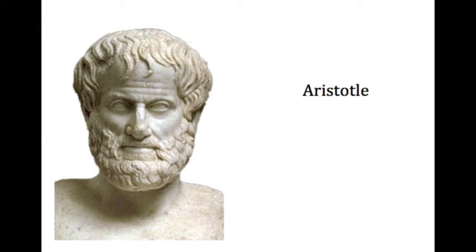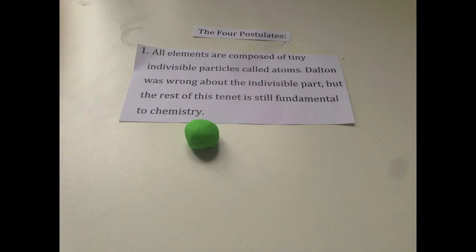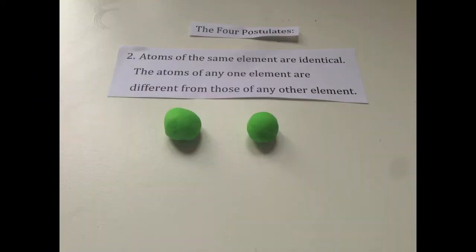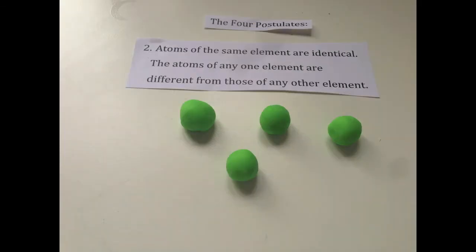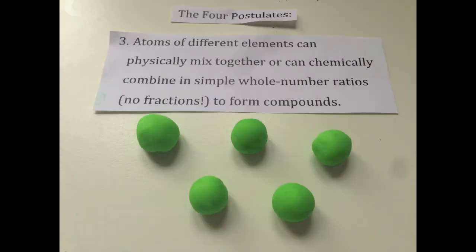the next 2,000 years. In 1803, John Dalton proposed a theory in which he accurately described and predicted chemical behavior. His 4 postulates are still accepted today with a few modifications. Number 1, all elements are composed of tiny indivisible particles called atoms. Number 2, atoms of the same element are identical. The atoms of any element are different from those of any other element.